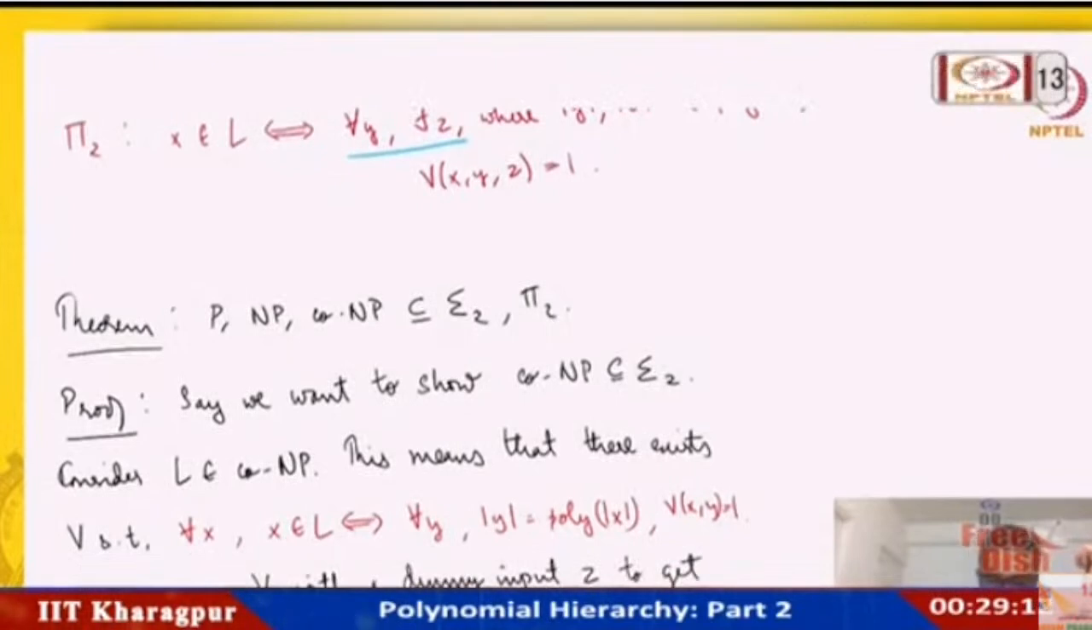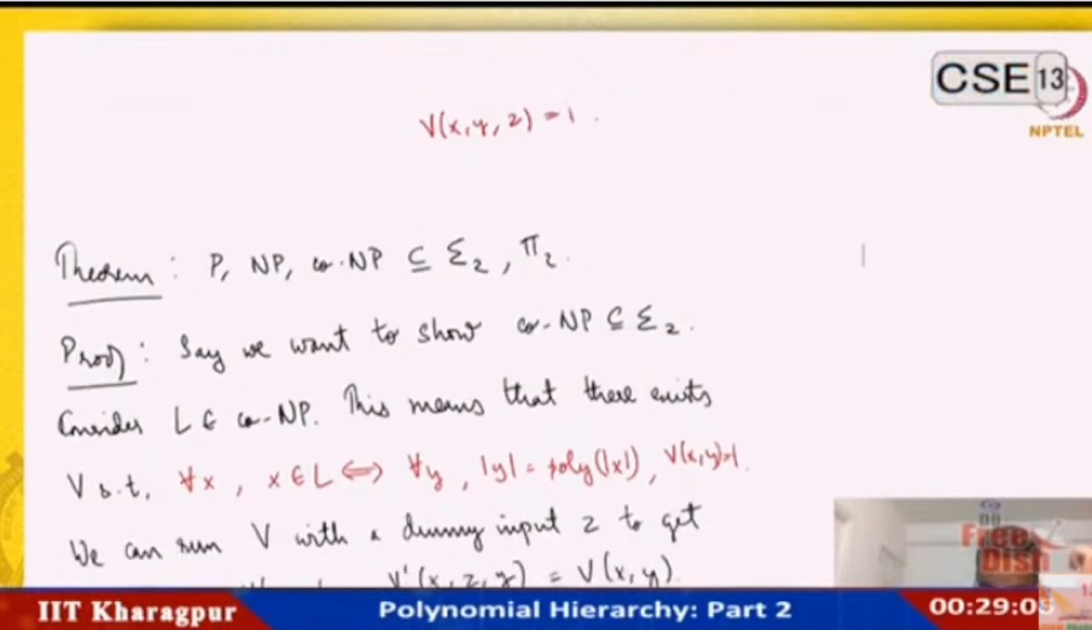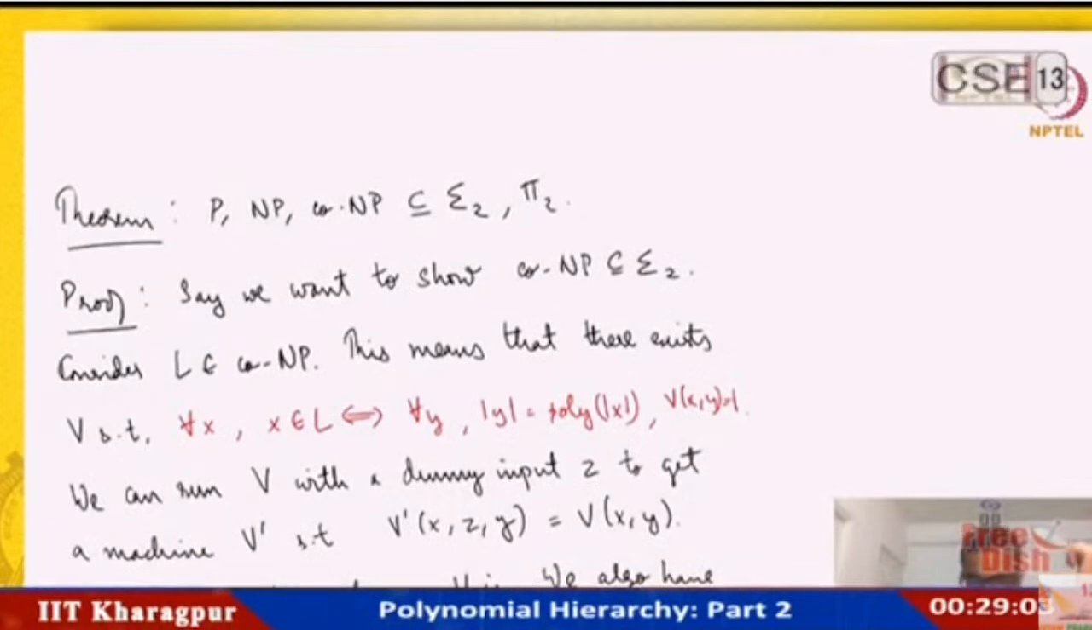Now one simple fact to see is that P, NP, and coNP are all contained in sigma 2 as well as pi 2, right? So just for simplicity we'll just show this: coNP is contained in sigma 2. How does one show anything is contained in any other thing? We show that A is contained in B by taking an arbitrary element of A and then showing that this element is present in B.